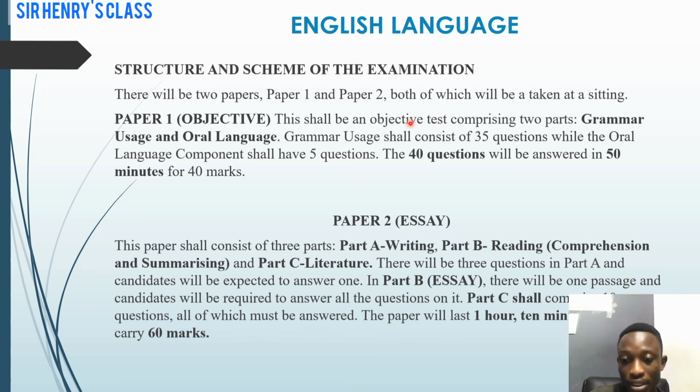When you take the objective, it has been categorized into 2 parts, that is grammar usage and oral language. Grammar usage consists of 35 questions, whilst the oral language component will have just 5 questions. So in all, 40 objective questions in 50 minutes to be answered, and you are going to attract 40 marks for that. Put in your mind that section A, which is the objective, has 35 questions from the grammar side and 5 questions from the oral language component.